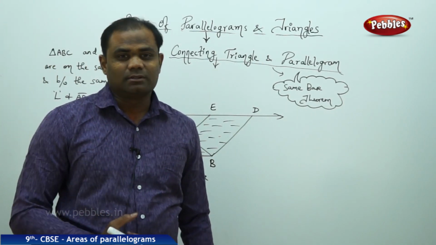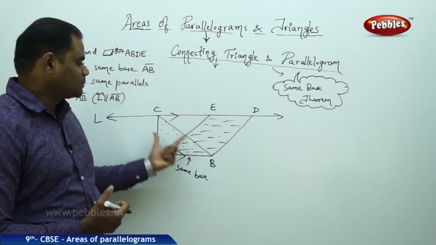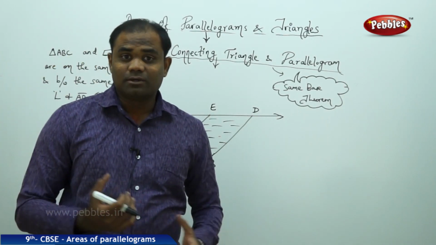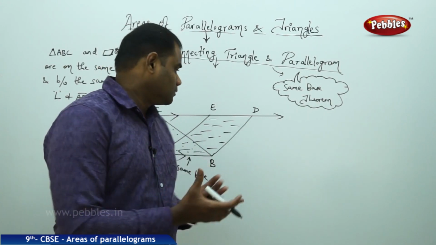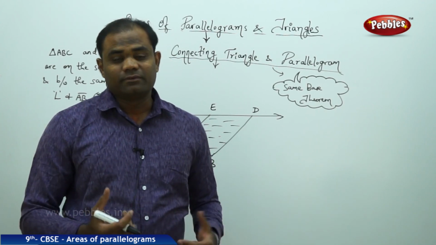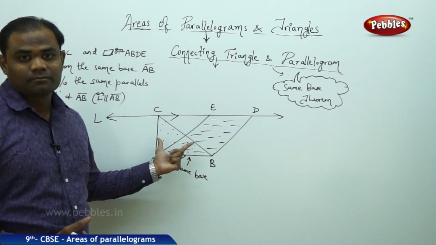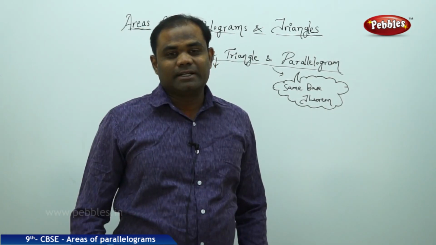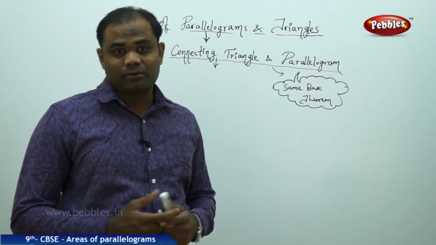Now comes the question on the investigation of the areas of the triangle ABC and the parallelogram ABDE. Will the areas be equal, or is there any relation which connects the area of the triangle with the area of the parallelogram? That is the biggest question. Let's investigate the area connected with a parallelogram and a triangle on the same base and between the same parallels. Now let's state the theorem: the same base theorem for a triangle and a parallelogram.